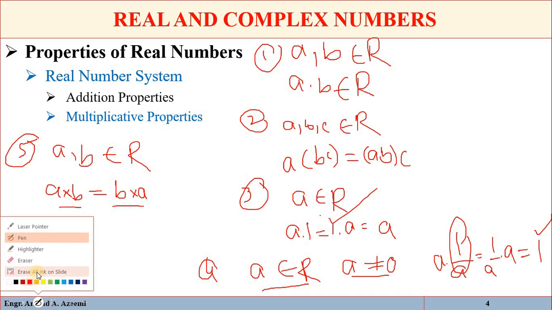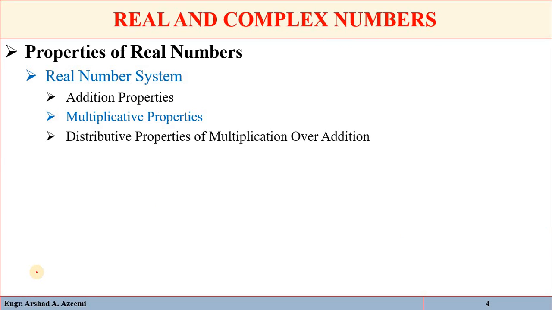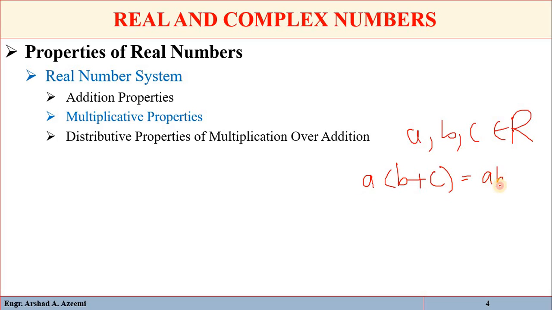Okay, then we have the distributive property of multiplication over addition. Suppose we have three numbers A, B and C which belong to the real numbers. Suppose B and C are added and the result is multiplied by A. It will be equal to A multiplied by B plus A multiplied by C. So this is called the distributive property of multiplication over addition.